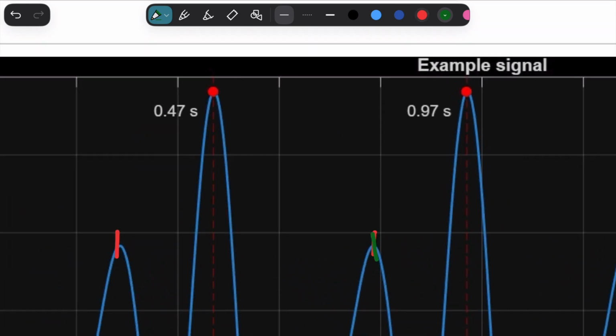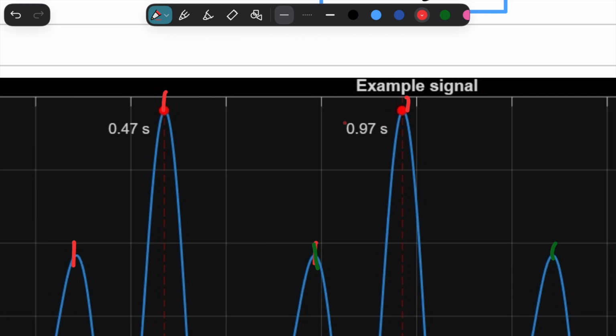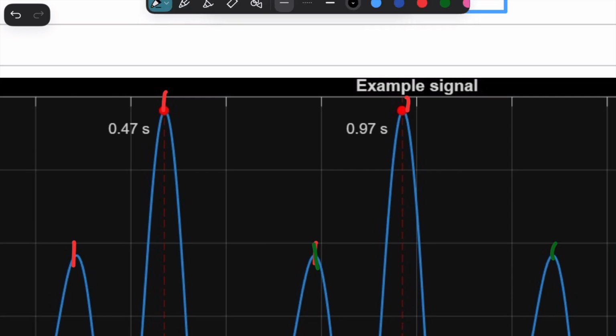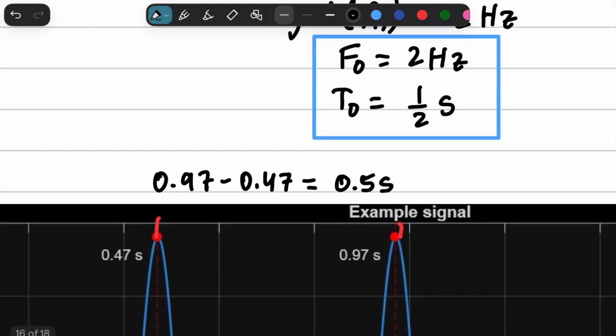And so I've marked these two spots specifically, and we can see that the crests, or the highest parts of this sinusoid or signal, are located at 0.47 seconds and 0.97 seconds. And if we wanted to find the period, then we just subtract those two, and we get 0.5 seconds, which is what we found to be our T0.